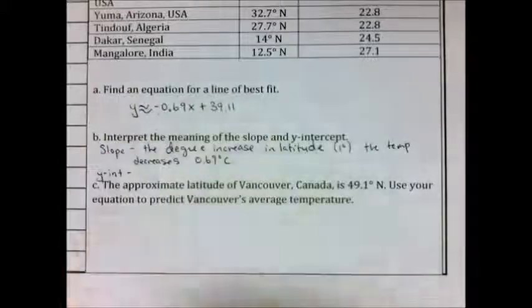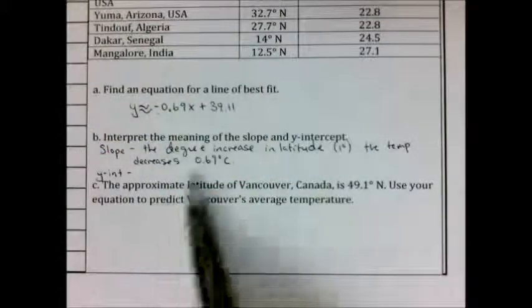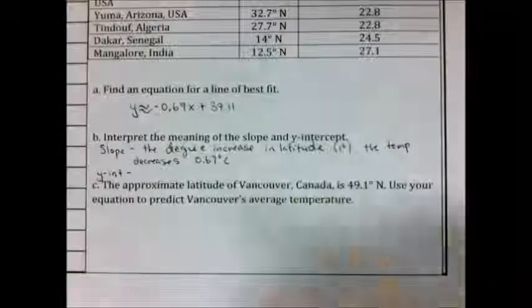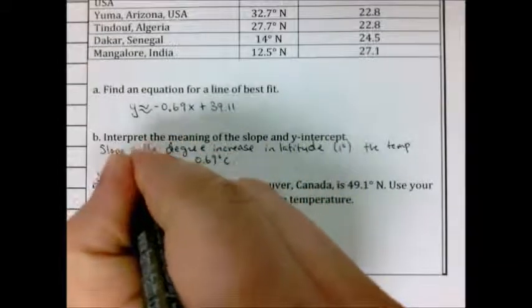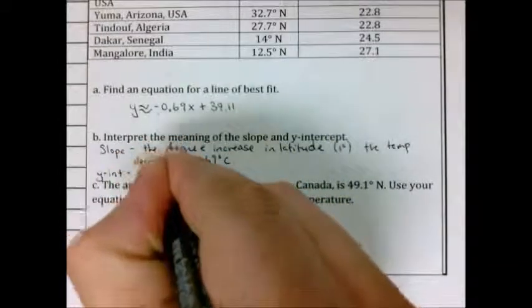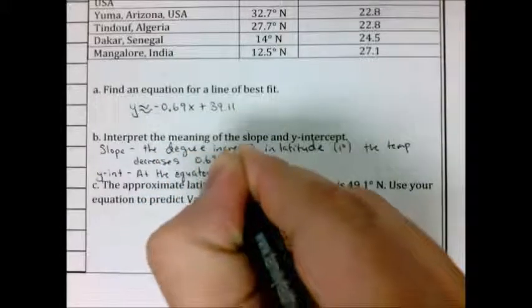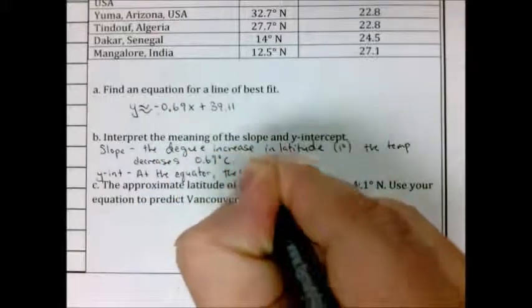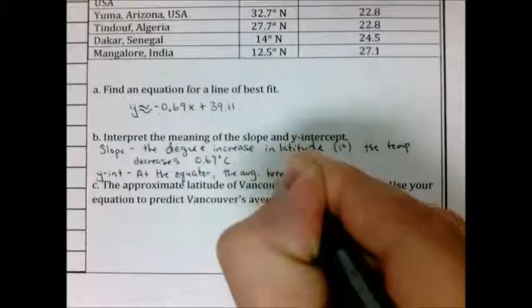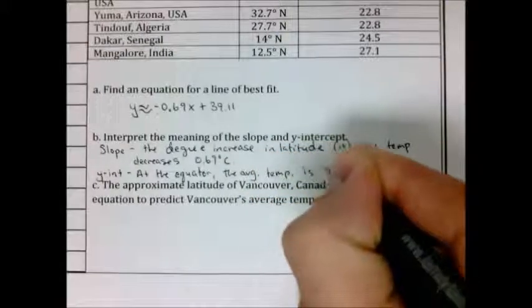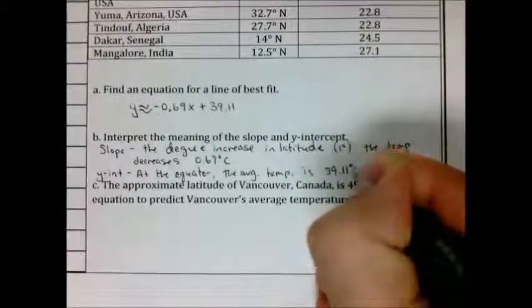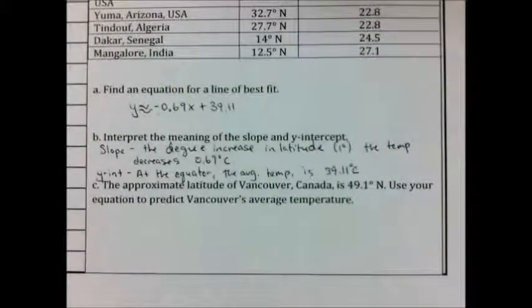Okay. Now the y-intercept, this is all talking about, right? The y-intercept we have at 39.11. That means at the equator, the average temperature is 39.11 degrees Celsius.